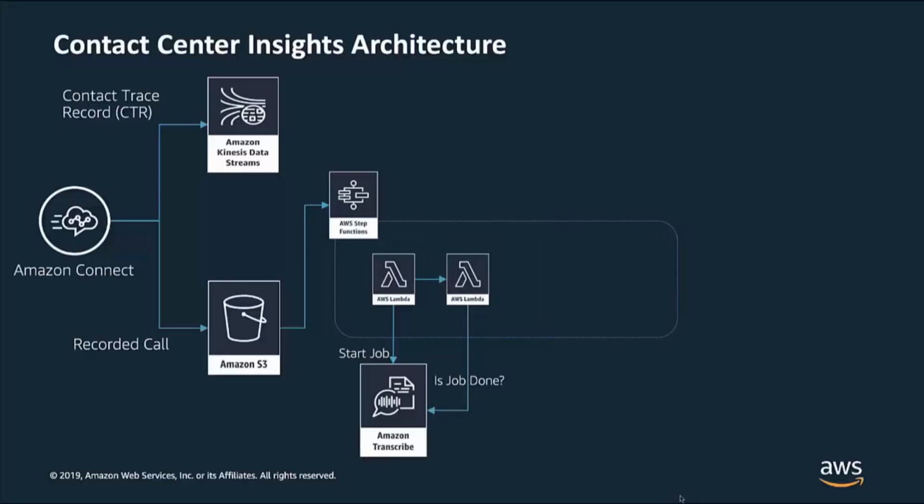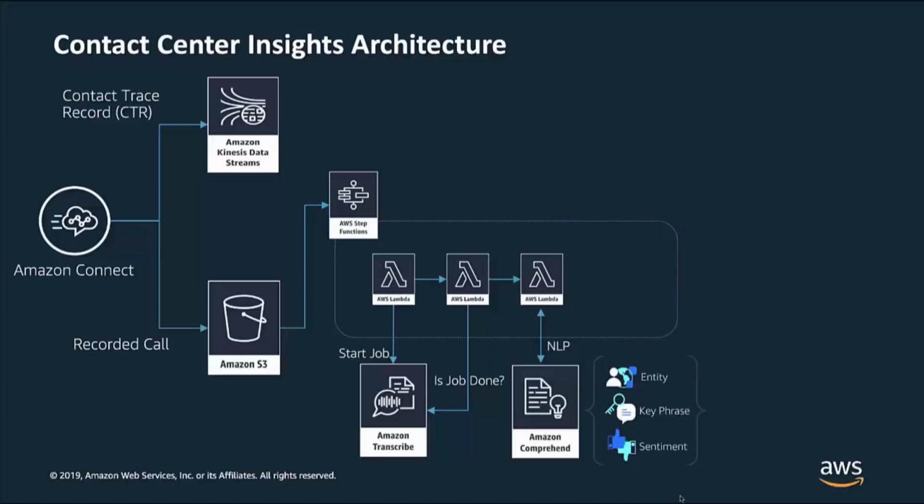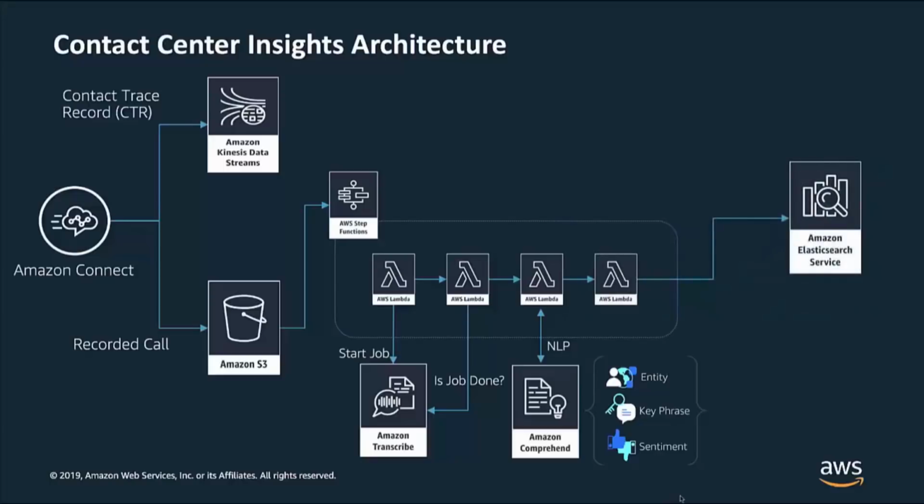Once the transcription is done, the output is then passed to Amazon Comprehend. Amazon Comprehend will identify entities such as persons, organizations, locations, and dates. It will also identify key phrases and sentiment analysis. This output can then be passed to an Amazon Elasticsearch cluster.